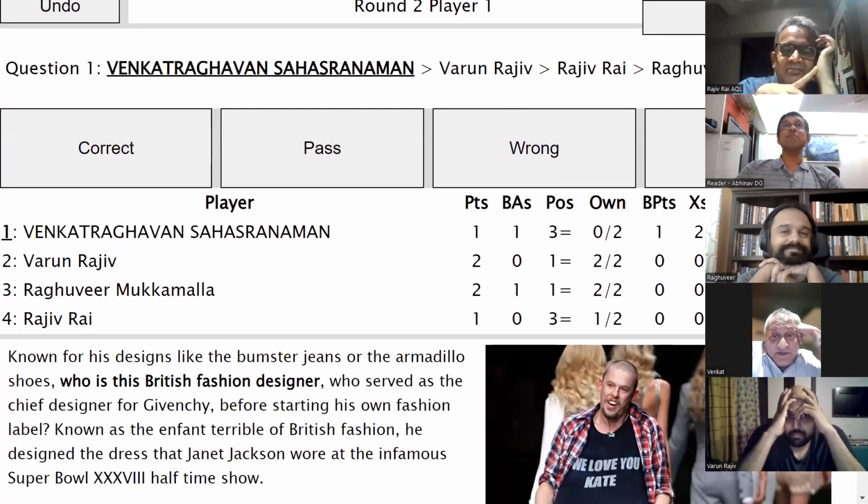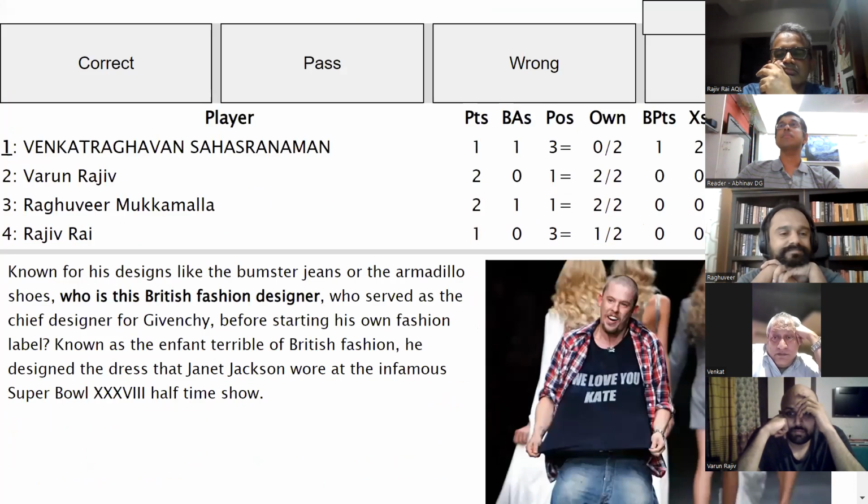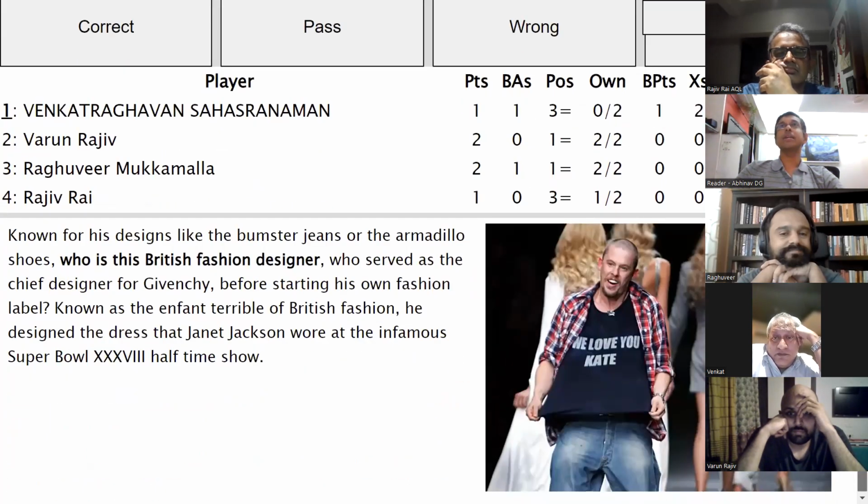Known for his designs like the Bumster jeans or the Armadillo shoes, who is this British fashion designer who served as the chief designer for Givenchy before starting his own fashion label? Known as the enfant terrible of British fashion, he designed the dress that Janet Jackson wore at the infamous Super Bowl 38 halftime show. It's him. Love you, Kate.